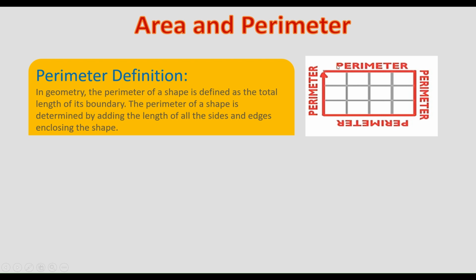You can see the picture here. The total length of the boundary. You can see the rectangle, and the total length of the rectangle is nothing but the perimeter. The perimeter of a shape is determined by adding the length of all the sides and edges enclosing the shape. This is the perimeter of a rectangle. It is nothing but the total length of its boundary.